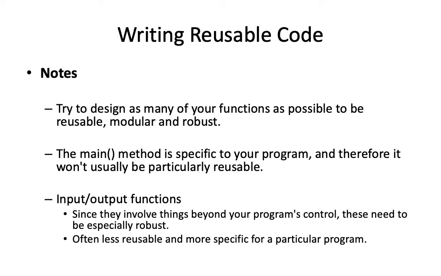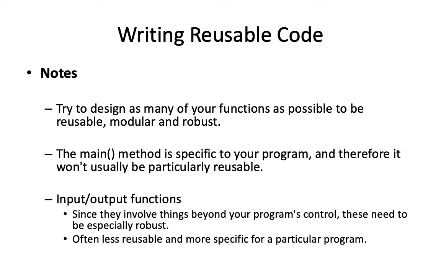The main method is a special one. The main method is the first routine that the computer is going to run when it runs your program, and it's always going to be specific to your program. No other program is going to be exactly like yours. No other program will have the exact same main method. So it's not something that you really intend to be reusable. It's something that you're writing for this specific task. It's the functions that the main method calls that might be reusable. So for all other functions, try to make them reusable, modular, and robust.